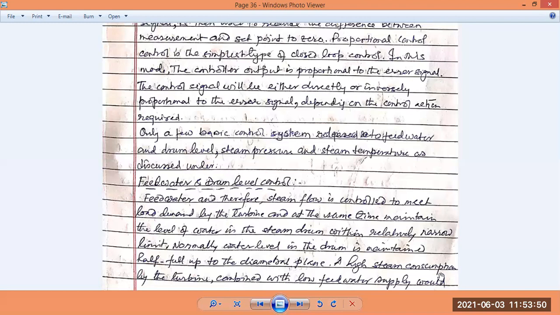And normally the water level in the drum is maintained at least half filled up to the diameter plane. So if you imagine a plane as per the diameter which goes through the center line of the drum, the water should be at least within this limit itself. Now it should be half filled up to the diameter plane, but high steam consumption of the turbine compared with low pressure.